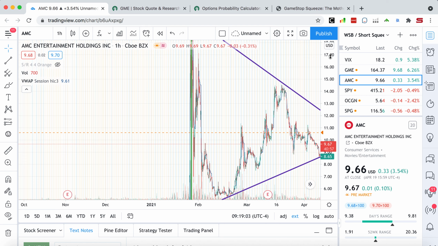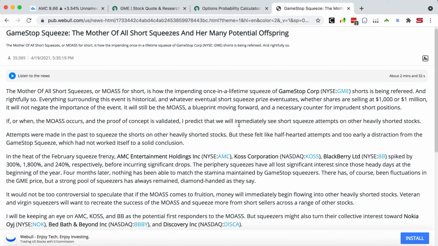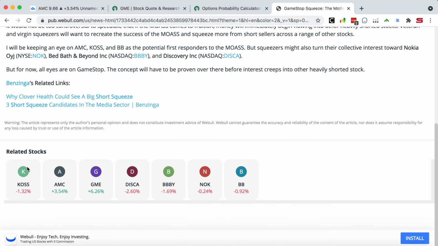So again, what did I want to say here? Some of the other names that could potentially short squeeze are Costco, AMC, GME, Discover, Bed Bath & Beyond, Nokia, and BlackBerry. Something for you guys to think about. Do your own due diligence.